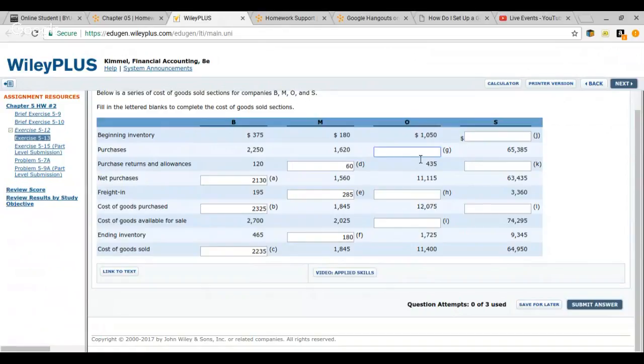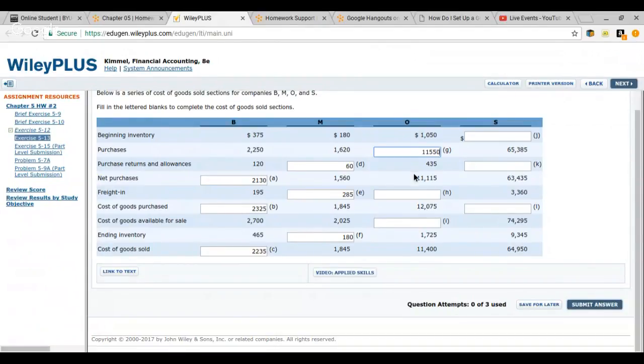Business O is very much like business M. We just have a different line missing here. This time we don't know what the original purchases cost. We know that when purchase returns and allowances are deducted from it, we get $11,115. So if we work in reverse and add $435, which is our purchase returns and allowances, to our net purchases, we get $11,550.